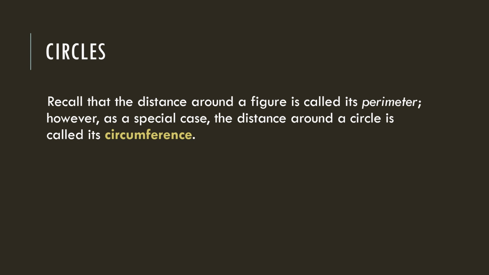Now, instead of calling the distance around a circle the perimeter, they call it a different name. So it says, recall that the distance around a figure was called its perimeter. However, as a special case, the distance around a circle is called its circumference.